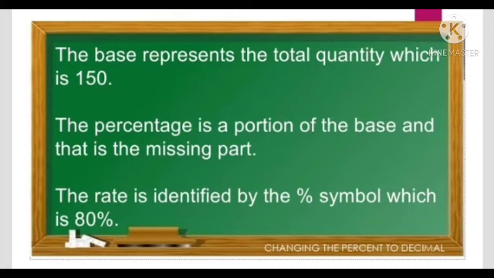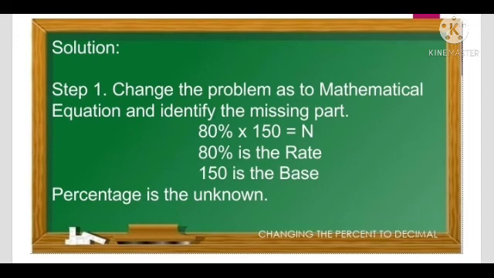The base represents the total quantity, which is 150. The percentage is a portion of the base, and that is the missing part. The rate is identified by the symbol percent, which is 80%. Solution. Step 1. Change the problem to a mathematical equation and identify the missing part. 80% multiplied by 150 is equal to unknown. 80% is the rate and 150 is the base. Percentage is the unknown.